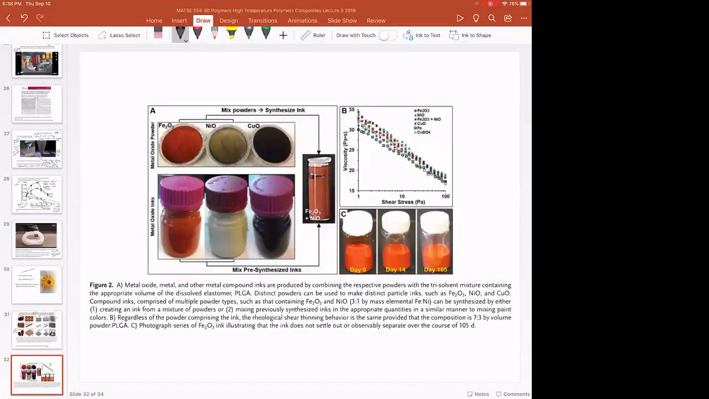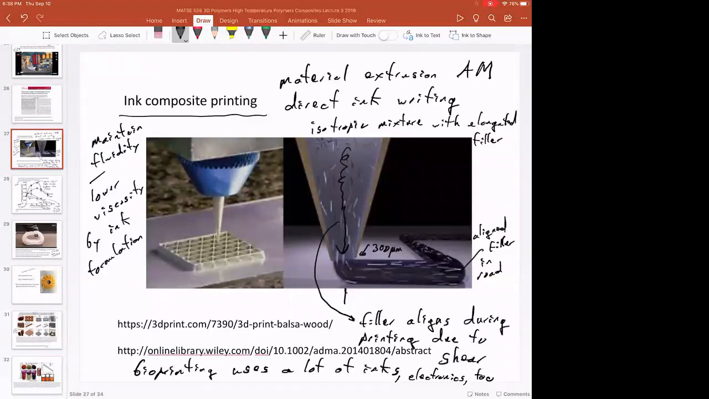And this is just showing some of the different oxides, whether it's iron oxide or nickel oxide or copper oxide, how you might reduce it to a metal, and what these inks look like that you can now integrate into your material extrusion AM process, something that looks just like this.